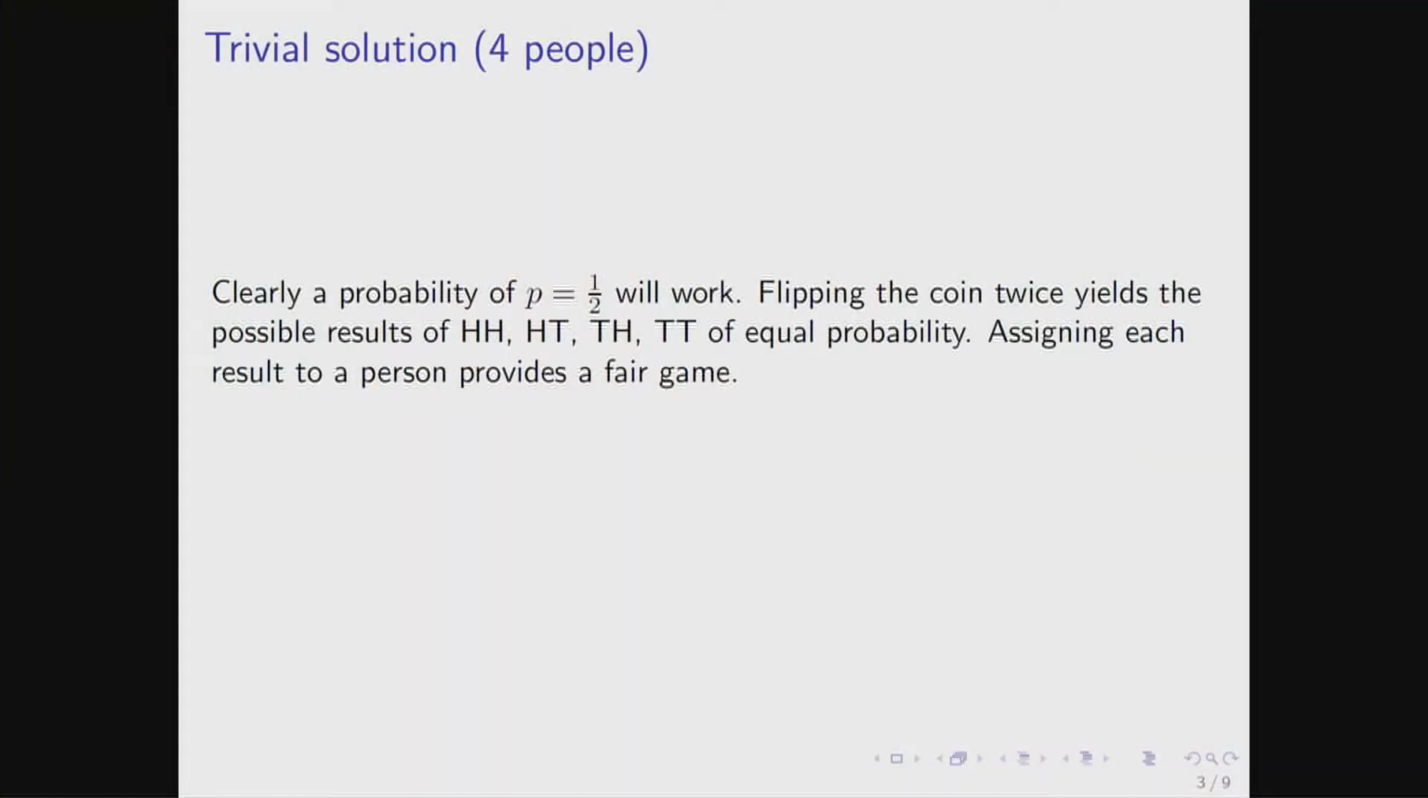So maybe what we call the trivial solution, or the not so interesting solution, is probability of 1/2. If you have a normal coin, then certainly flipping it twice gives you heads-heads, heads-tails, tails-heads, and tails-tails, each one with equal probability. You assign 1 to each person, and that's certainly a fair game. Of course, this is not interesting at all. So the real question is, what other probabilities work? For an unfair coin, what will work?